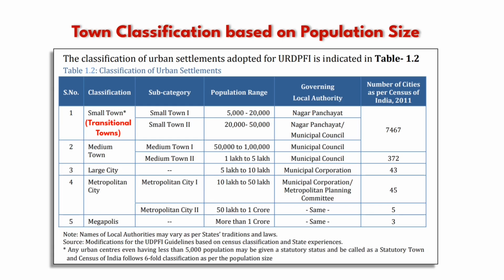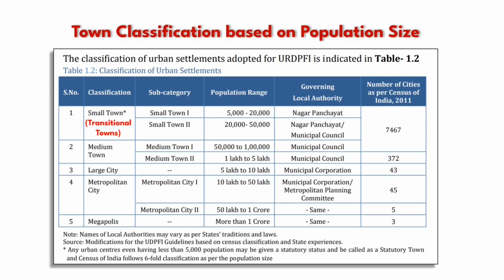Medium town also has two subcategories. Medium town 1 has a population range between 50,000 to 1 lakh, and medium town 2 has a population range of 1 lakh to 5 lakh. Both types of medium town will have a municipal council as their governing body. Third is large city, which has a population range between 5 lakh to 10 lakh. It is governed by a municipal corporation.